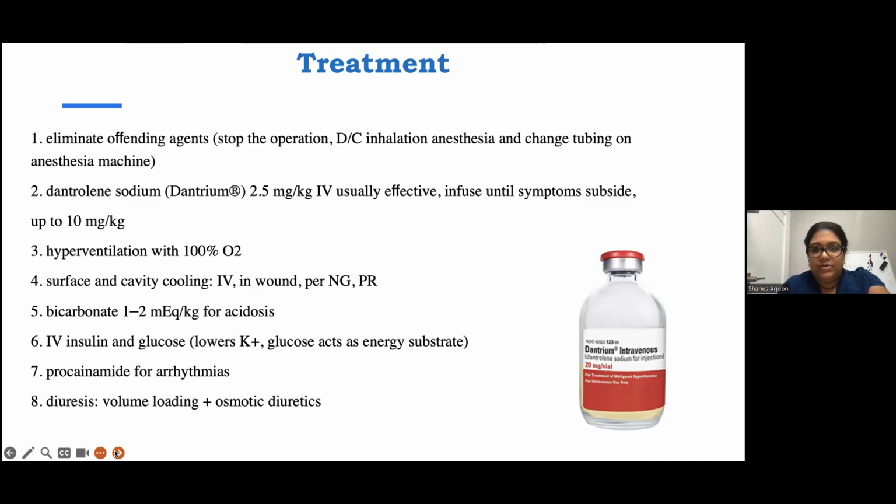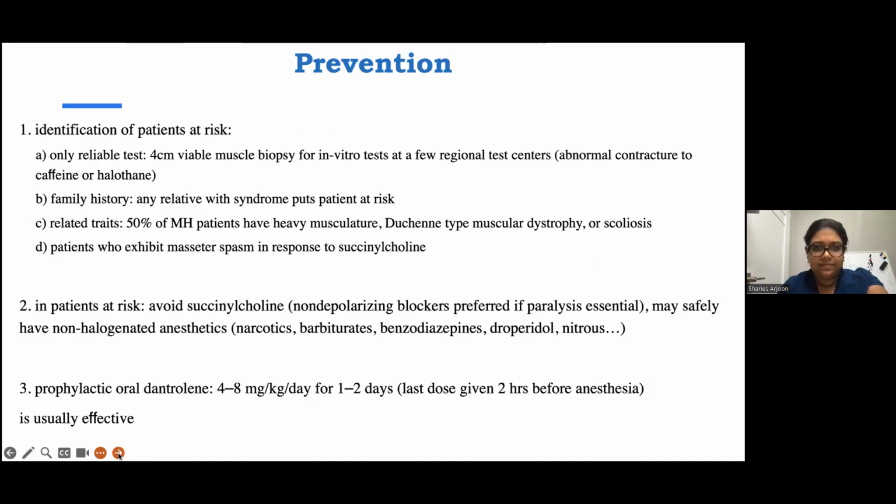Hyperventilation with 100% FiO2, surface and cavity cooling with IV fluids, in the wound, per NG and PR. Bicarbonate administration for acidosis, 1 to 2 milliequivalents per kilogram. IV insulin and glucose, as it lowers potassium and glucose acts as an energy substrate. And procainamide for arrhythmias can be used, and diuresis with volume loading and osmotic diuresis.